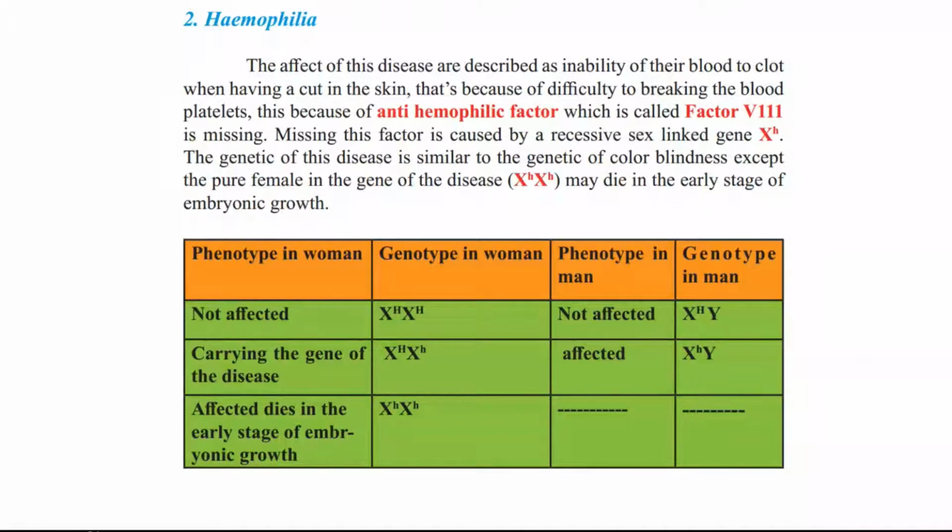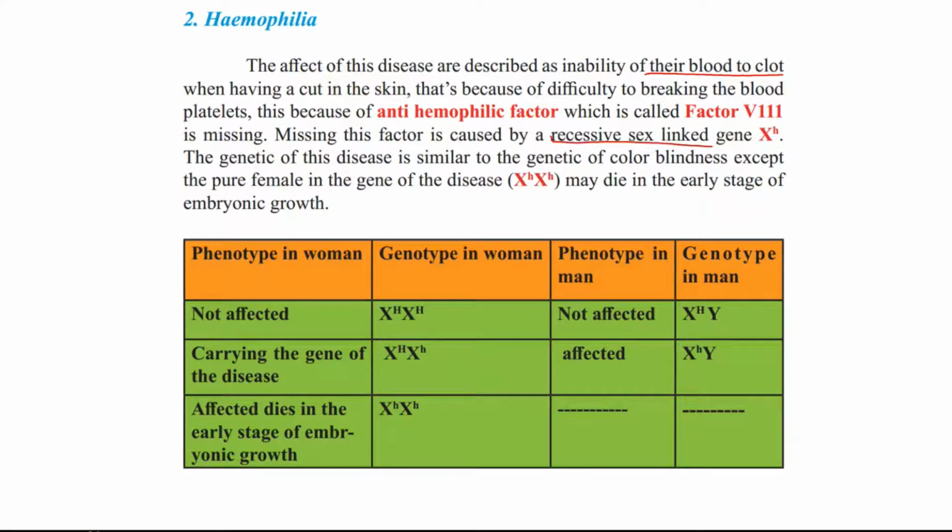Another example, hemophilia. The affected of this disease are described as having inability of their blood to clot, meaning blood clotting is delayed or sometimes does not happen when having a cut in the skin. That's because of difficulty of breaking the blood platelets. We remember from chapter 2, blood platelets break and release a thromboplastin enzyme. That's because the antihemophilic factor, which is called factor 8, is missing. Missing this factor is caused by a recessive sex-linked gene.